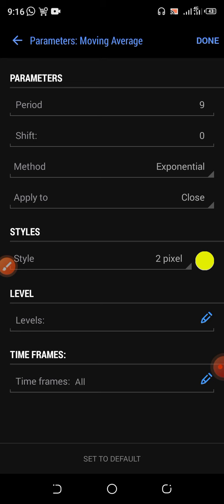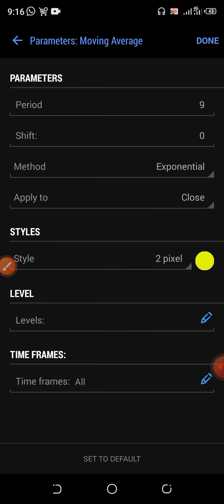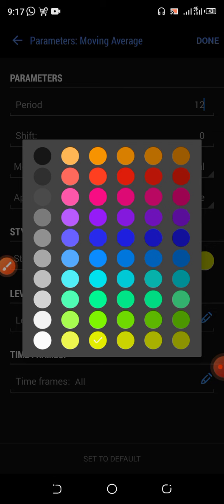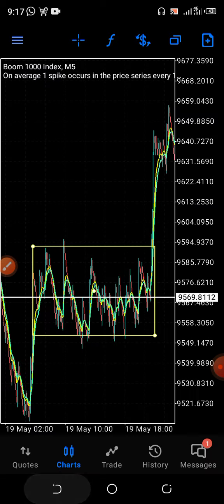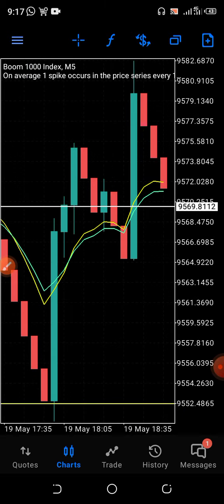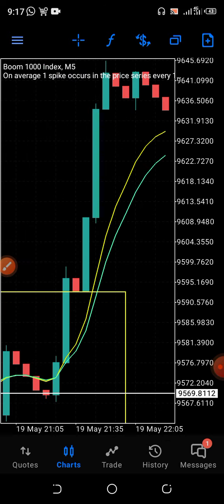That close, then I say this is moving average. Then I'll be adding another moving average. This time we'll be using moving average 12, then I will change the color, exponential. Then I can use any color of my choice. This is what we'll have. Now, the thing is too shouty, but look at it. Let me zoom it out. Do you see all that happened, all the movement?